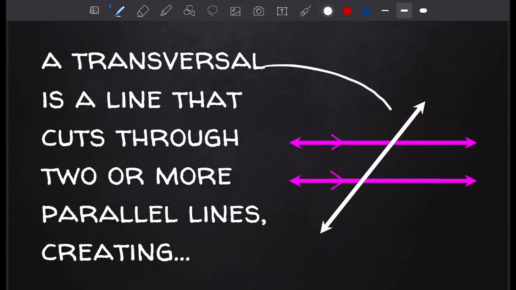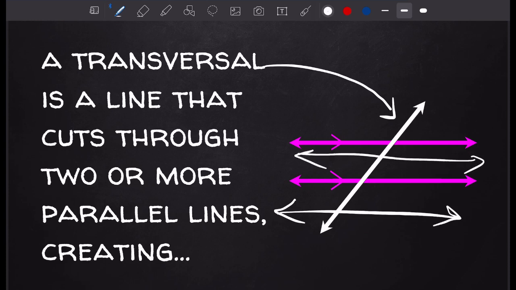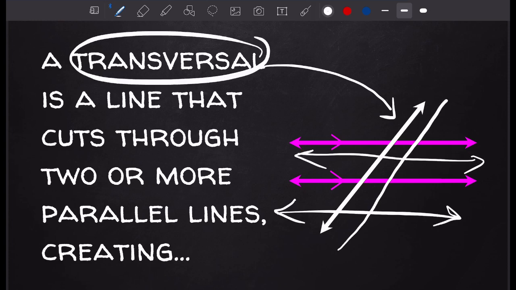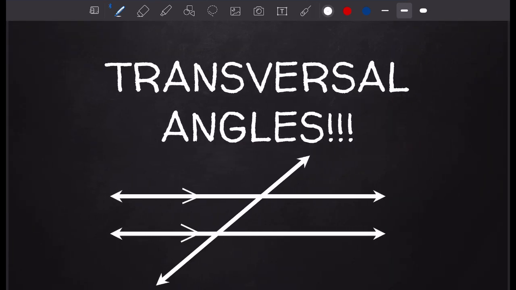A transversal is a line that cuts through two or more parallel lines, because I can put another parallel line here. I can put another parallel line here. So as long as there is a line that cuts through it, that line is called a transversal, okay? And transversal lines create transversal angles.